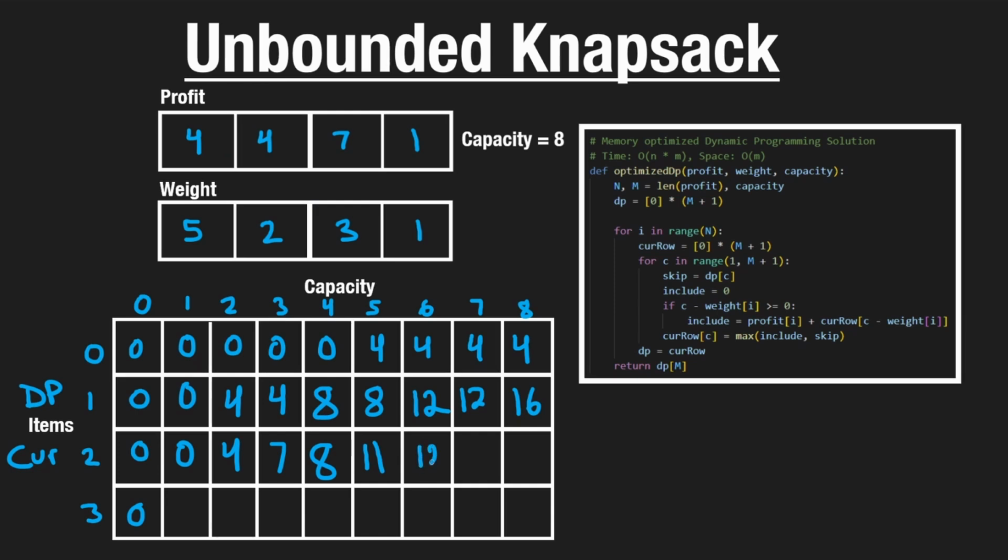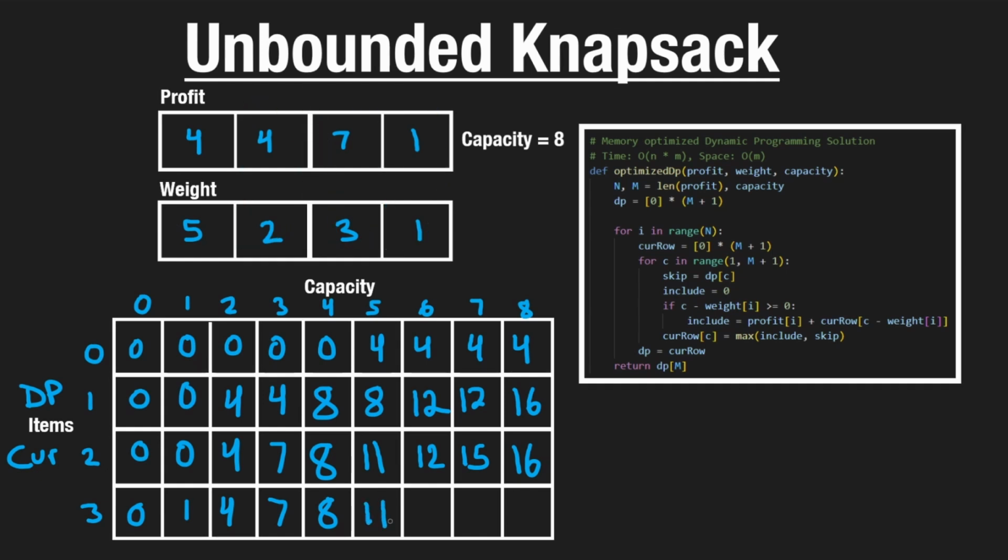Here, we can get a profit of 12 by including 3 of these items. Here, we can get a profit of 15, 1 of these, 2 of these, and here a profit of 16 by getting 4 of these. Here, we can get a profit of 1 because the last item actually only takes a capacity of 1. It takes a weight of 1. Here, it would have been 4, I believe. Here, we would be at 7. Here, we would be at 8. There's actually 2 ways to get this 8. We can get 2 of these, or we can get 1 of these and 1 of these.